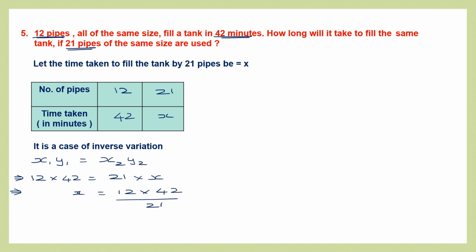We can cancel. 21 twos are 42. Now 12 into 2 is 24. So can you see the time now has become 24 minutes. When 12 pipes were used, it took 42 minutes. Now when the number of pipes were increased, it used lesser time. It took only 24 minutes. So we can say the time taken to fill the tank by 21 pipes is equal to 24 minutes.